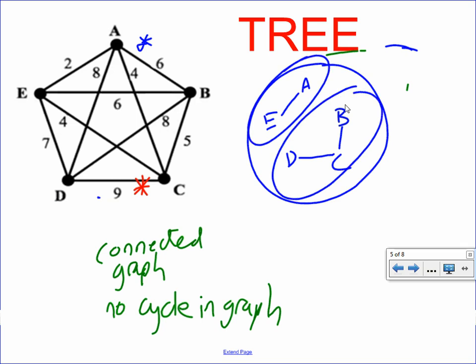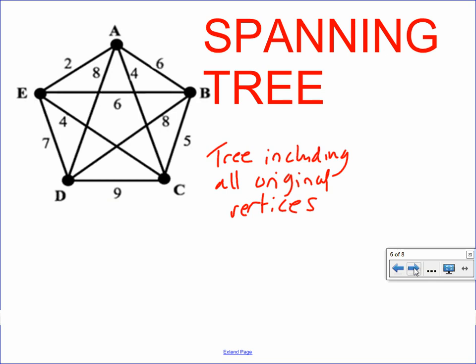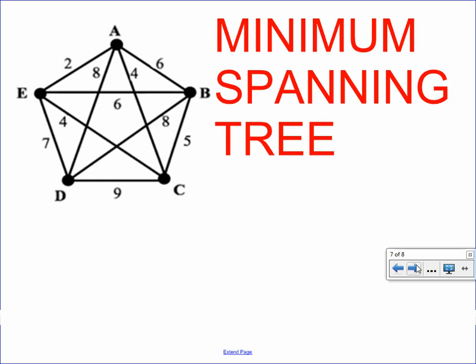So a spanning tree is a tree, but it must include all the original vertices. So it can't be a subgraph, basically. It has to include all. It can't be a subgraph. It must include all the original vertices from the original graph.